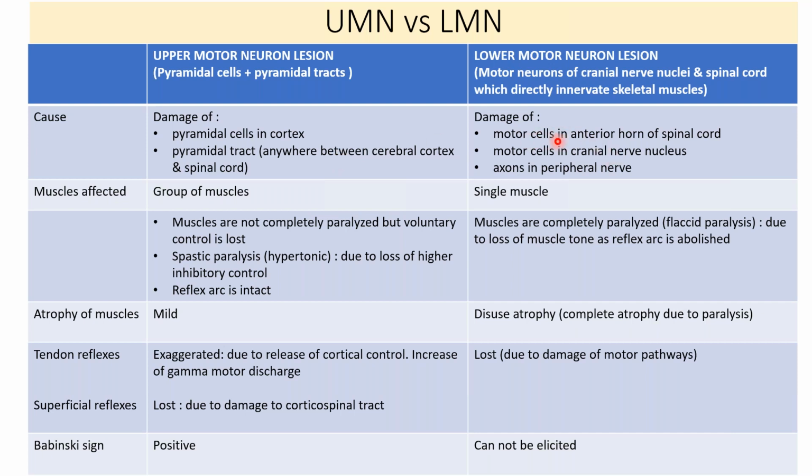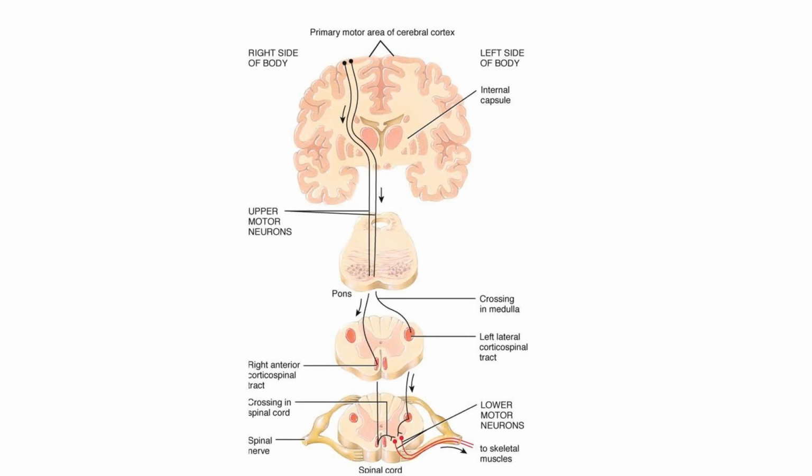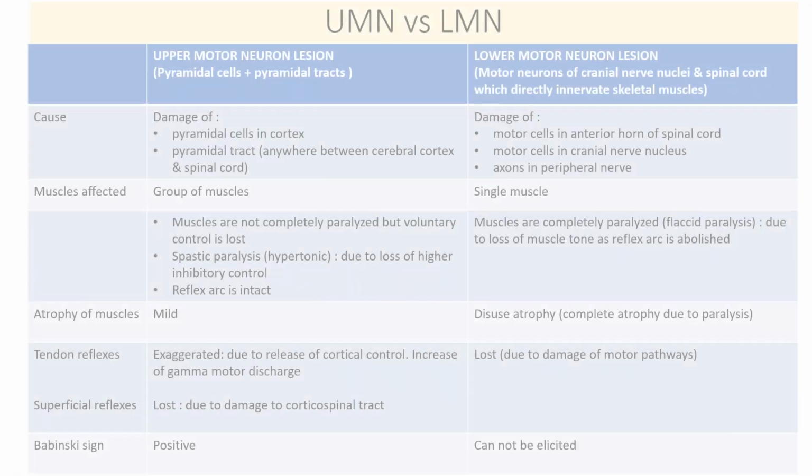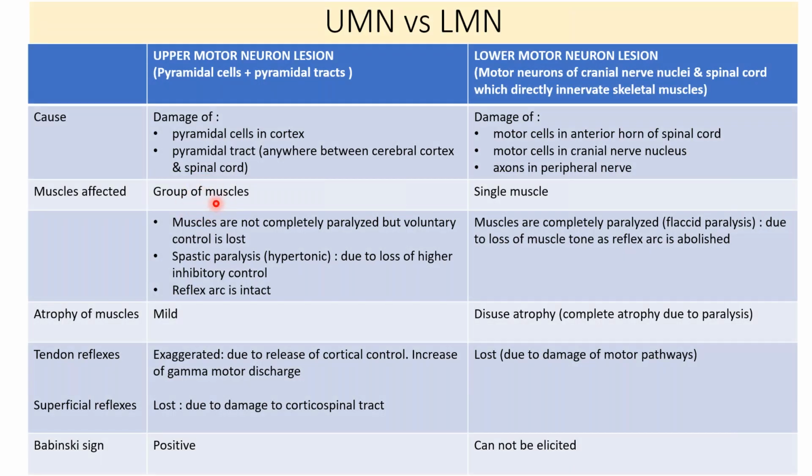And if the motor cells in the anterior horn of the spinal cord are damaged, or the cranial nerve nucleus motor cells, or axons in the peripheral nerve. So basically in this diagram, if this motor anterior horn cell and its peripheral process are damaged, this is lower motor neuron lesion. And if the pyramidal cell and its axon is damaged, that is upper motor neuron lesion. So groups of muscles are affected in upper motor neuron lesion, whereas in lower motor neuron lesion, because it is at the spinal cord level, only one peripheral nerve is supplying one particular muscle, so a single muscle will be involved. So these are differences you must know.